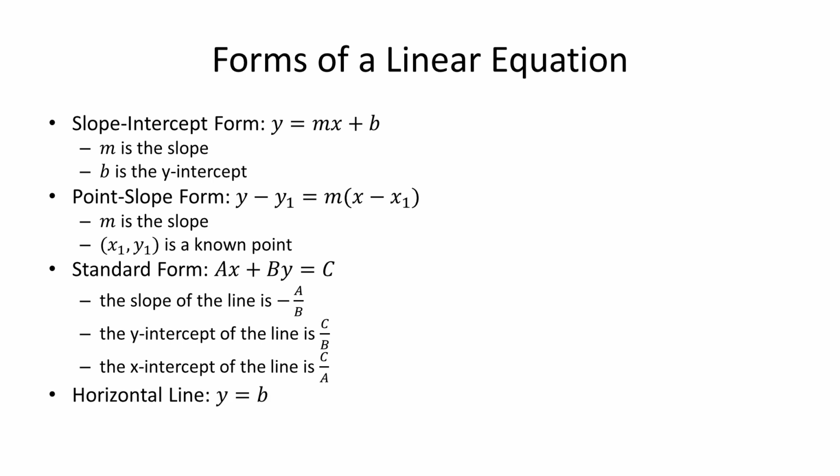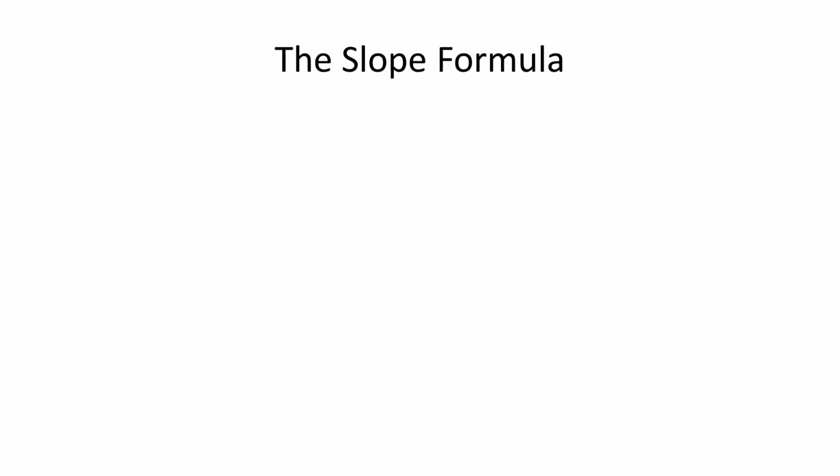A linear equation can also be a horizontal line, which would be represented by y equals b, where b is a constant. Lastly, a linear equation can also be a vertical line, which would be represented by x equals a, where a is also a constant.